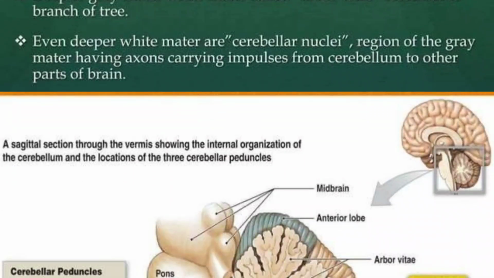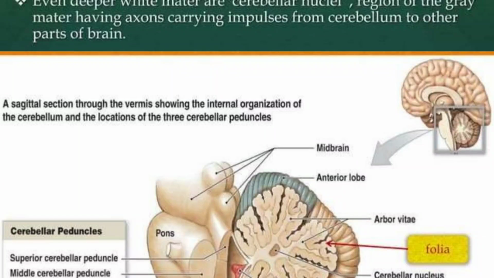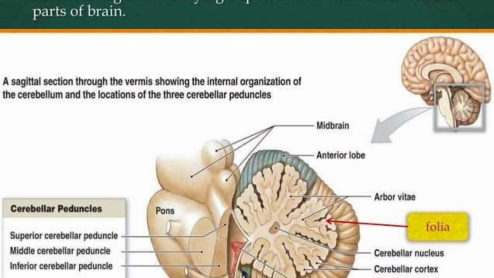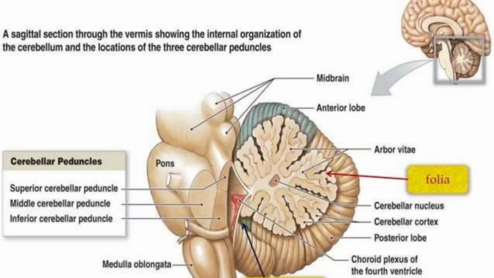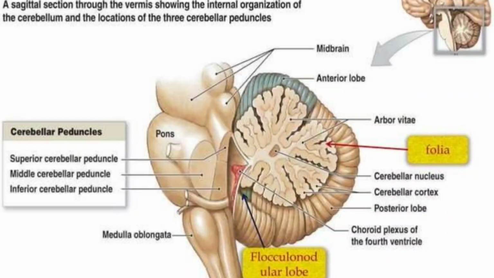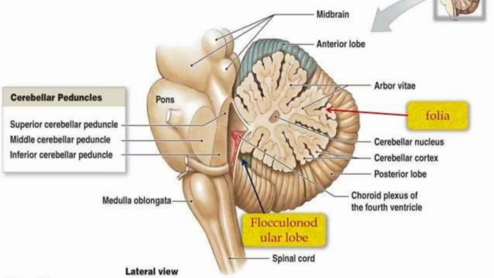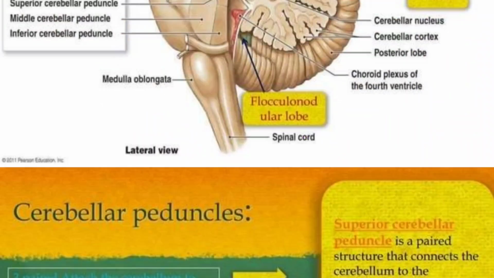parts of the brain. This is a sagittal section through the vermis, showing the internal organization of the cerebellum and the location of the three cerebellar peduncles. This is the midbrain, anterior lobe, arbor vitae, folia, cerebellar nucleus, cerebellar cortex, posterior lobe, choroid plexus of the fourth ventricle, where CSF fluid is formed. That is the choroid plexus of the fourth ventricle. And the flocculonodular lobe, lateral view, spinal cord, medulla oblongata, cerebellar peduncles: superior cerebellar peduncles, middle and inferior.